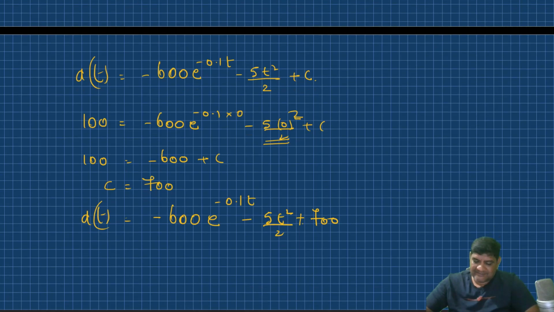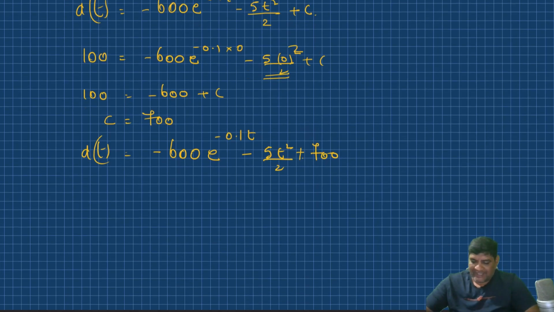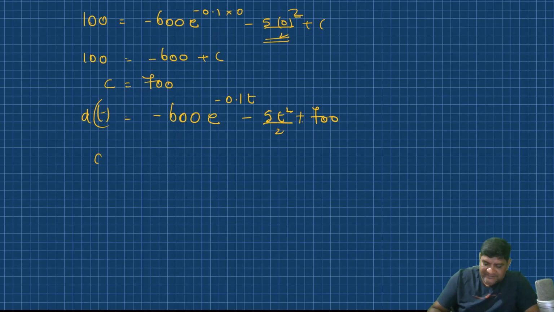Hence, find how long it takes for the car to reach the back of the airplane. So this is the distance between the car and the aeroplane. If the distance is 0, that's when the car would have reached the back of the plane. So I can say the distance itself is 0, and then I try to solve this.